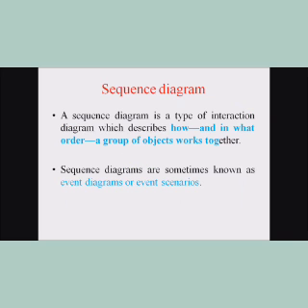So my dear students, a sequence diagram is a type of interaction diagram which describes how and in what order a group of objects work together. Sequence diagrams are sometimes known as event diagrams or event scenarios. This is just an introduction to the sequence diagram.